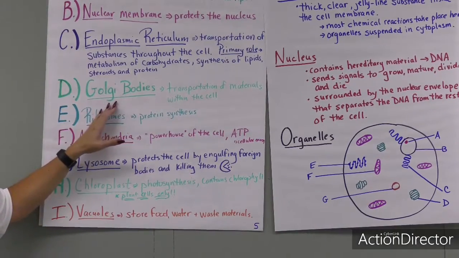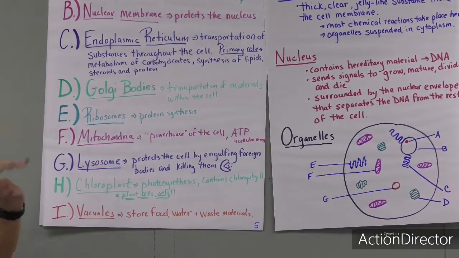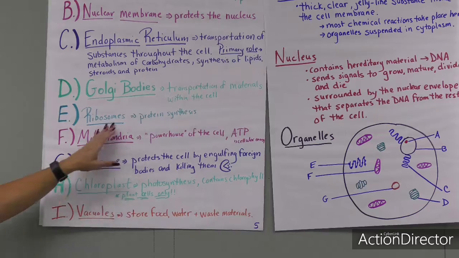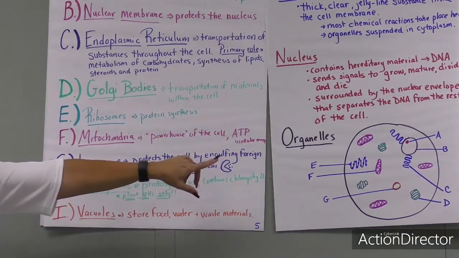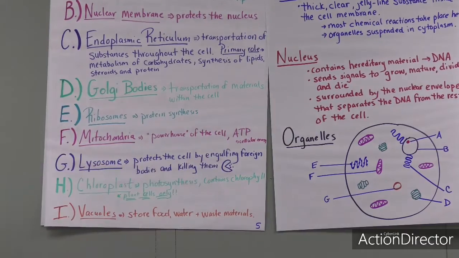We also have what are called the Golgi bodies, that's D. They look like little stacks of pancakes. And the Golgi bodies transport materials within the cell. I've just told you that E, the little dots on the endoplasmic reticulum, are ribosomes, and that's where protein is synthesized.